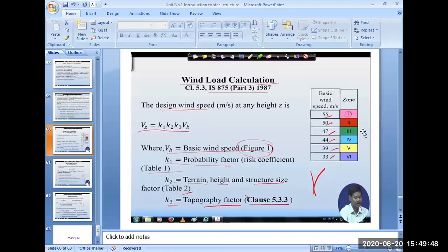Now come to this figure. You can see this table. So how can we take the VB value? See, basic wind speed in meter per second. So 55 meter per second, 50 meters per second, 47, 44, 39 and 33. These 6 velocities we are considering in overall India as per the zones provided in India. See, these are the zones. The color column is indicating the zones, and these 6 zones are divided in overall India.